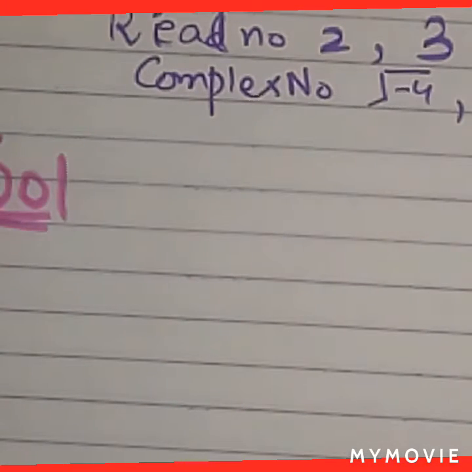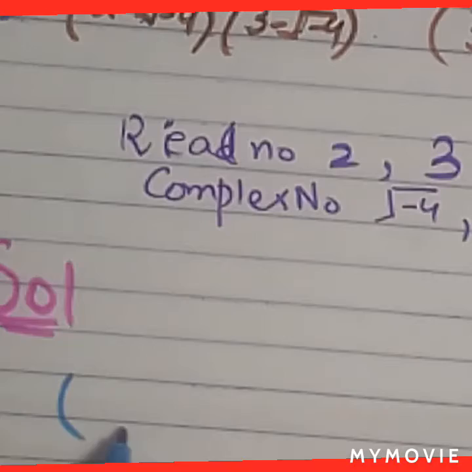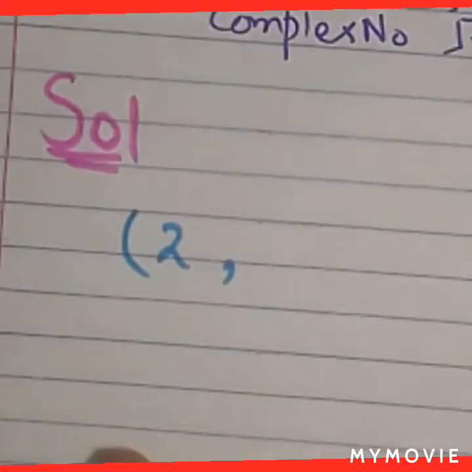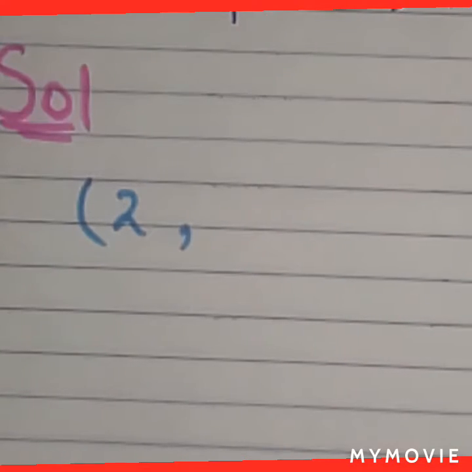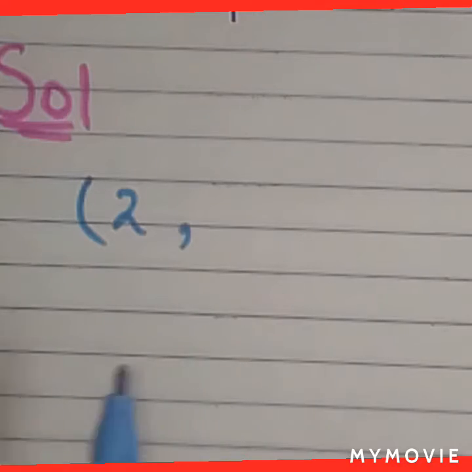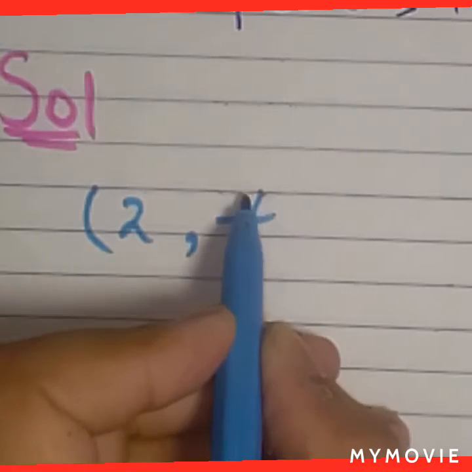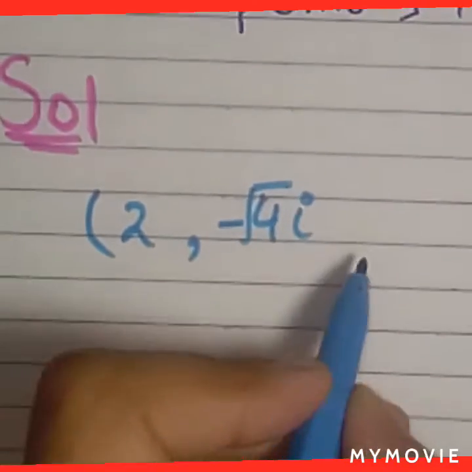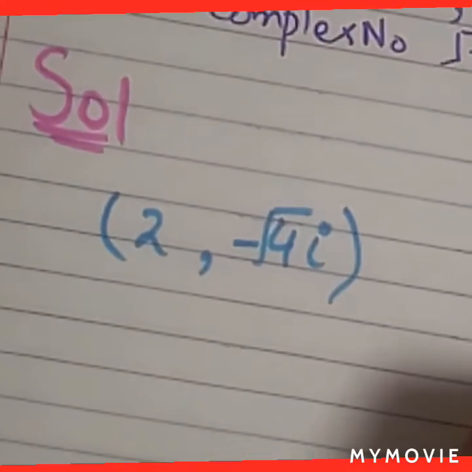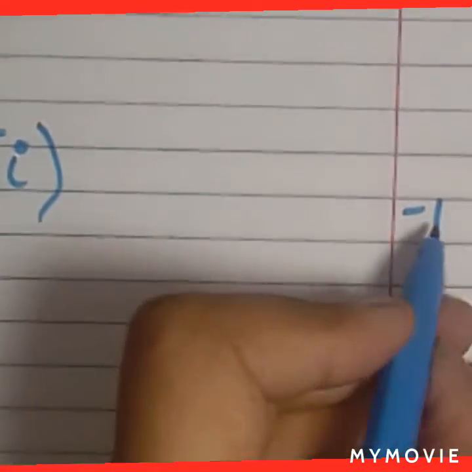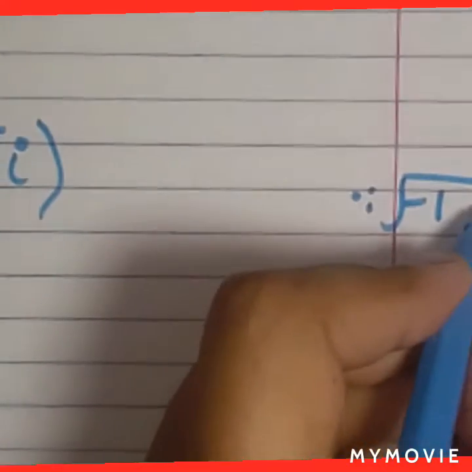In the solution, what do you have to do in the first step? You can write this statement as 2, comma, because it's a real number. It cannot be added to or subtracted from a complex number directly. That's why you can write 4 under root 4 iota. Why under root 4 iota? Because you know that under root minus 1 is equal to iota.